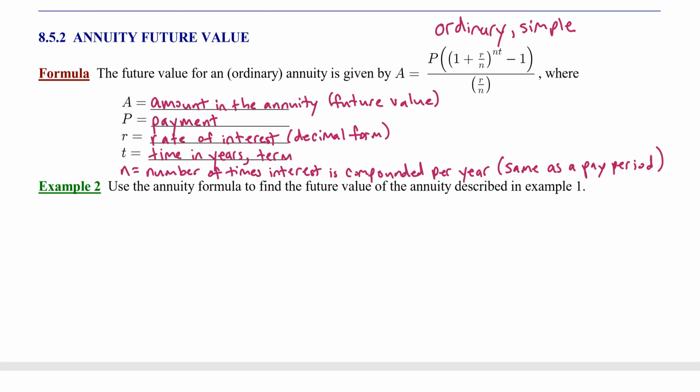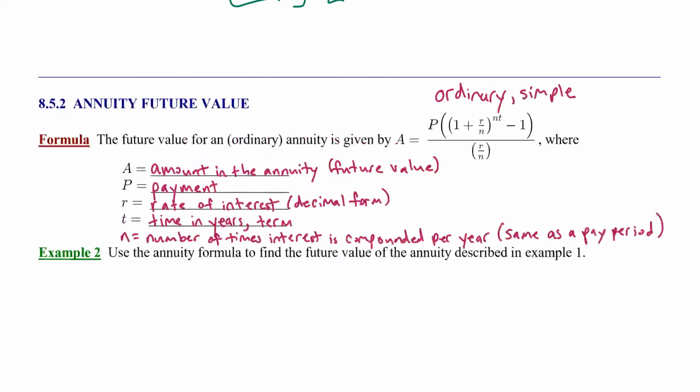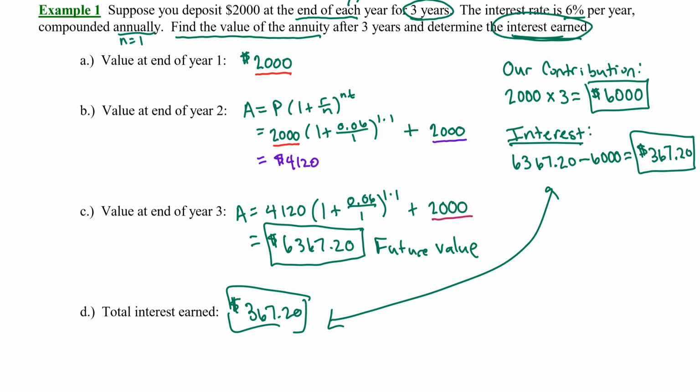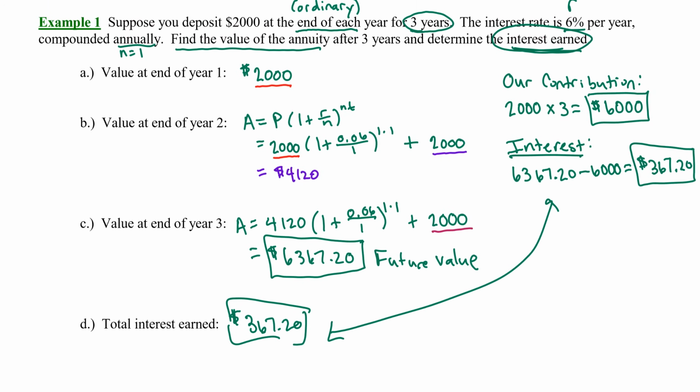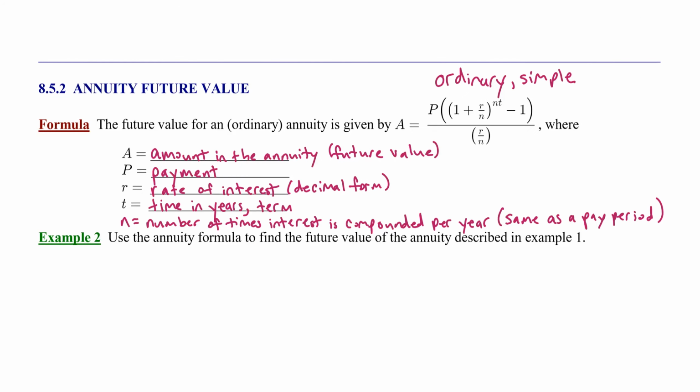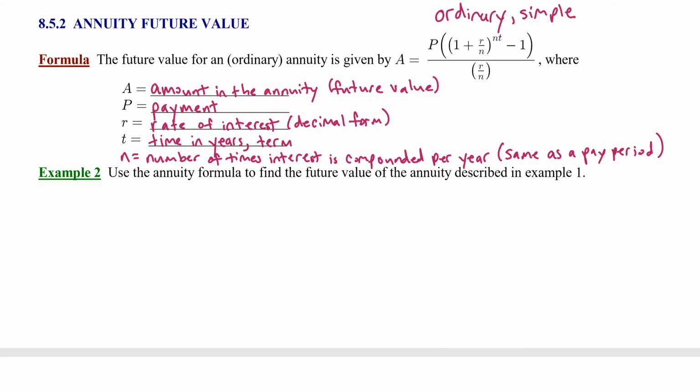Now, in example 2, we're going to use this formula to find the future value of the annuity that we did back here painstakingly in many steps. So if you'll remember, we were depositing $2,000 at the end of each year for 3 years. The interest rate was 6% per year, and we were looking at annual compounding. So let's put that information into our formula. So this is our guide. This is the formula that we're going to be using. And we want to know the future value. That is, we want to figure out A.